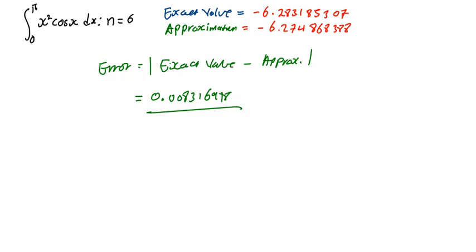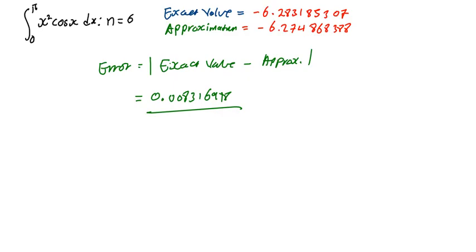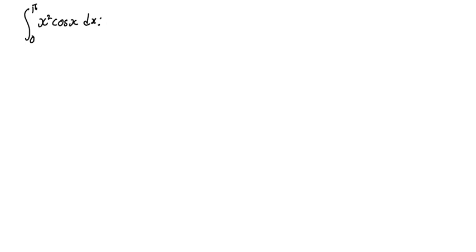The second part of the question is asking us to determine n and h required to approximate the integrals in a to c within 10 to the power minus 5. Okay, so this is also pretty basic. Of course, it really has nothing to do with the errors we have found, and this n that is given, we don't need this n, we are not using it. All we need is just a function, and we only need a few components of this integral that we are given. So our error is the one that we are going to use to find the value of n and h.